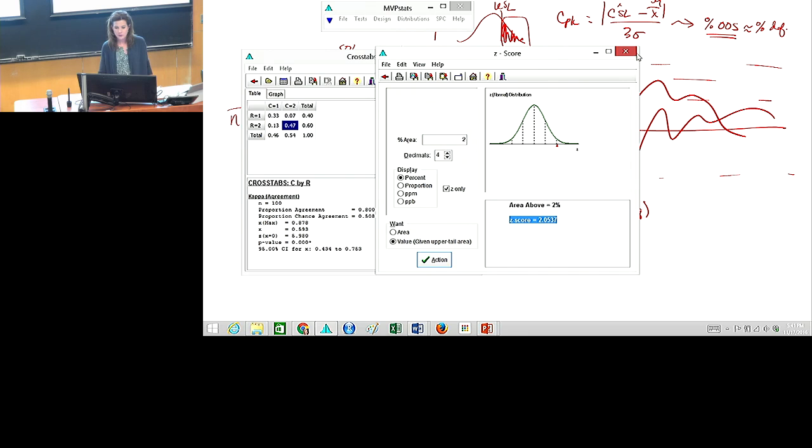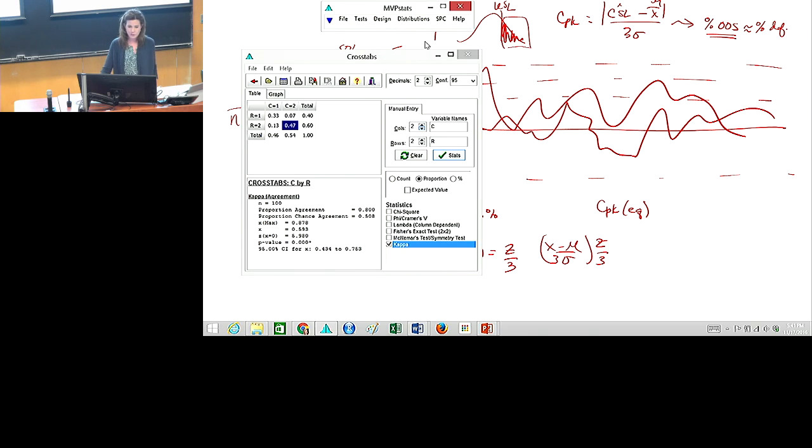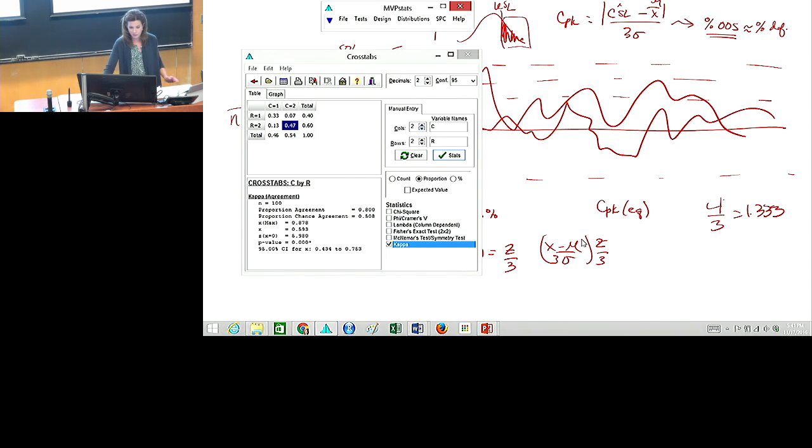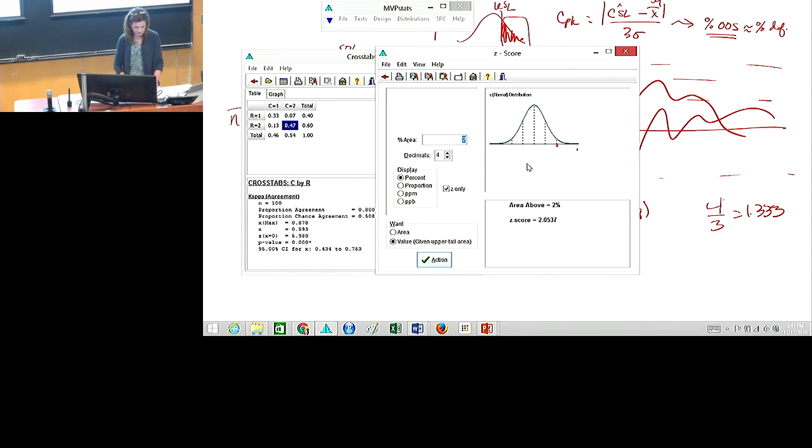Okay, now here's a good question for you. In order to be capable at a minimum of 1.33, what would that z-score have to be? Well, you'd have to make it so it's 4 divided by 3, right? So that z-score is going to have to end up being 4. And in order for you to get 4, you're going to have a pretty low proportion out of spec.